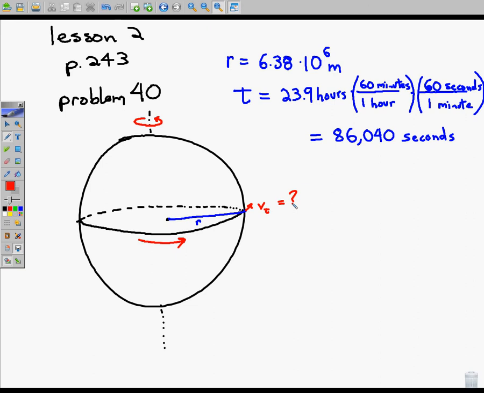Ultimately, to get that tangential velocity, in the end, what formula do we want to use? Yes, ultimately we're going to use V equals RW. And we know what R is. But in order to find that tangential velocity, we're going to need to find the angular velocity first.